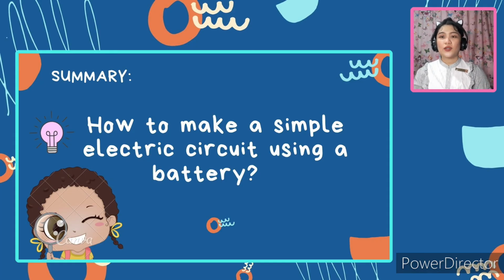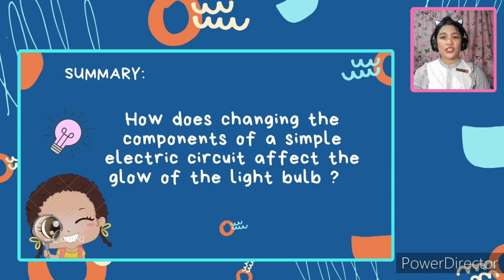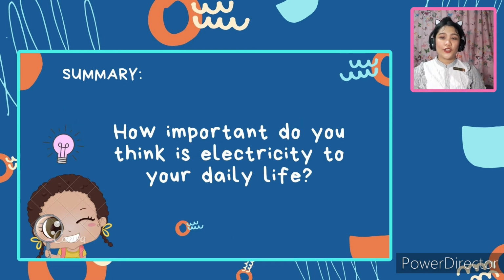Summary: how to make a simple electric circuit using a battery. How does changing the components of a simple electric circuit affect the glow of the bulb? How important do you think is electricity to your daily life?